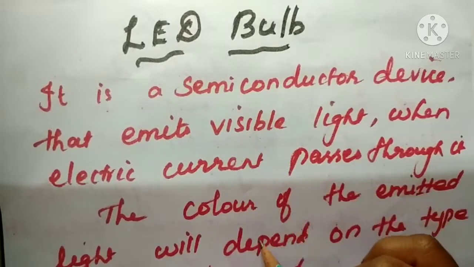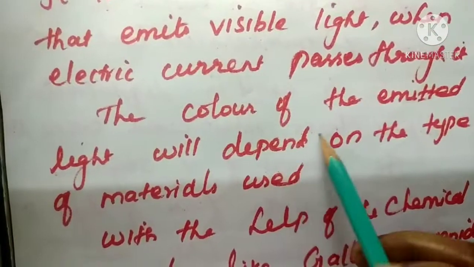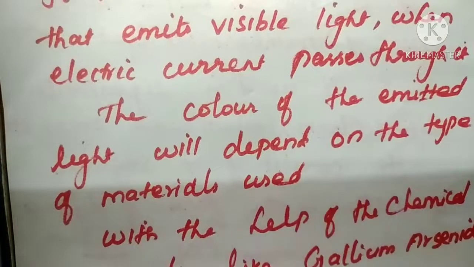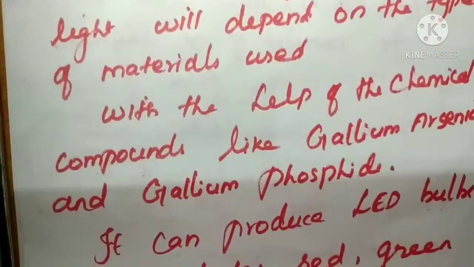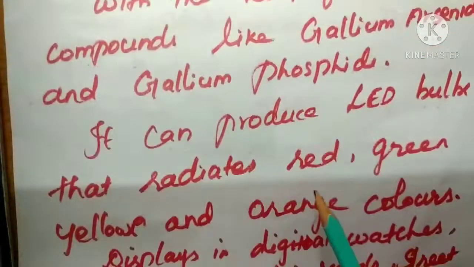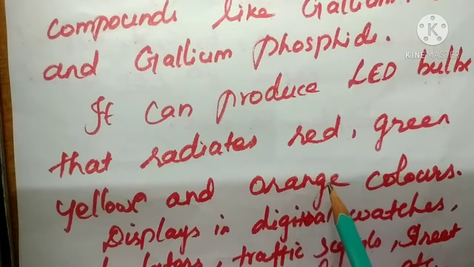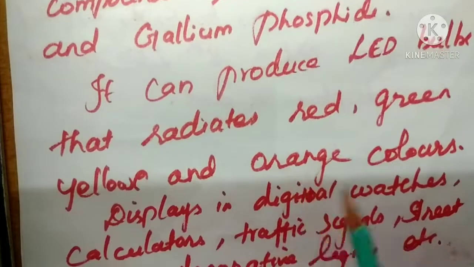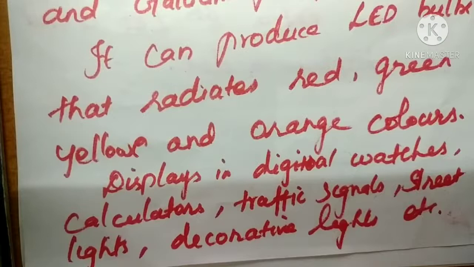The color of this emitted light will depend upon the type of materials used. Various types of materials are used to produce these LED lights. With the help of chemical compounds like gallium arsenide and gallium phosphide, red, green, yellow and orange colors will be produced. And where are we using these LED bulbs? They are used in displays in digital watches, calculators, traffic signals, street lights and decorative lights, etc.